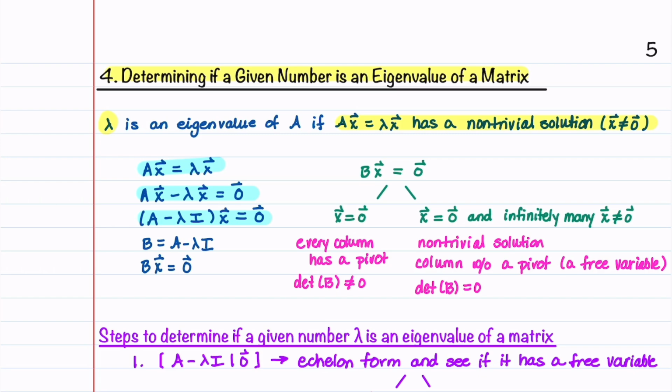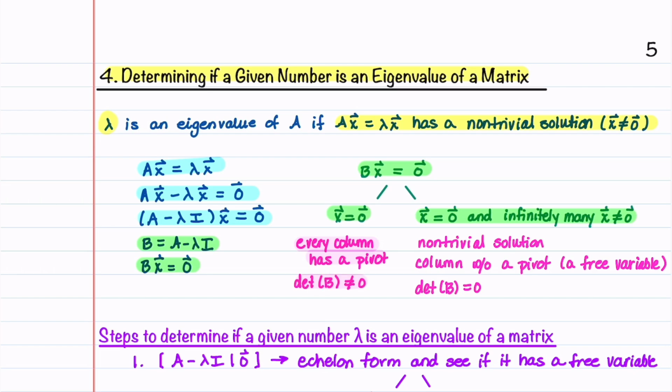If we let a matrix B equal A minus lambda I, we can see that this equation is just B times x equals 0. We've actually already worked with this equation quite a bit. The equation Bx equals 0 has two types of solutions. One solution is when x is equal to 0, and the other is when x is equal to 0 plus infinitely many x not equal to 0. When x is equal to 0 only, every column in matrix B has a pivot, and our determinant of B is not equal to 0.